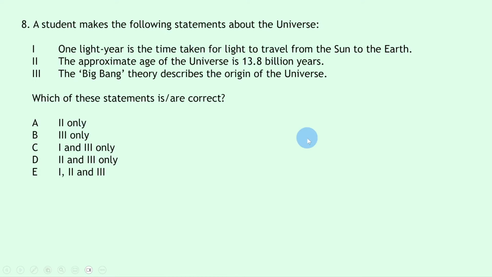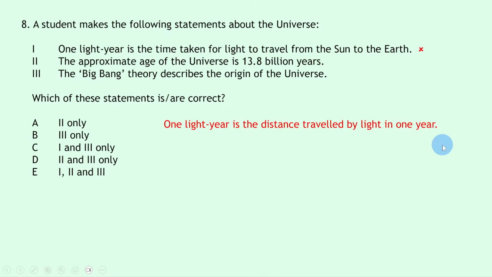Well, let's go through each one in turn and decide whether they're true or false. So for that first statement, 1 light year is the time taken for light to travel from the Sun to the Earth. Remember, the light year is not a time, it's a distance. And our definition is this: 1 light year is the distance travelled by light in 1 year. So that means that first statement is false.